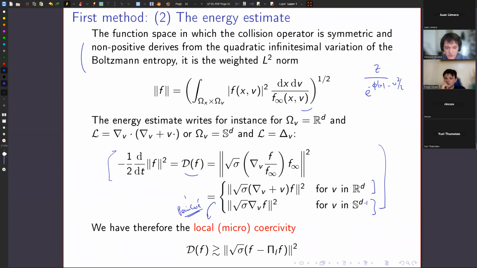In both cases, using a very simple Poincaré inequality in V, only in the velocity space variable, you end up with the so-called micro-coercivity. Okay, so if there was not this thing, you would be done for proving the exponential relaxation. But of course, you have this local projection. And now it's complicated by the fact that this coercivity degenerates outside of the support of sigma.